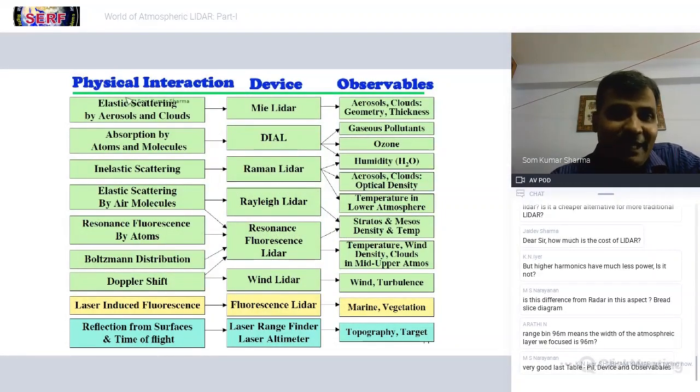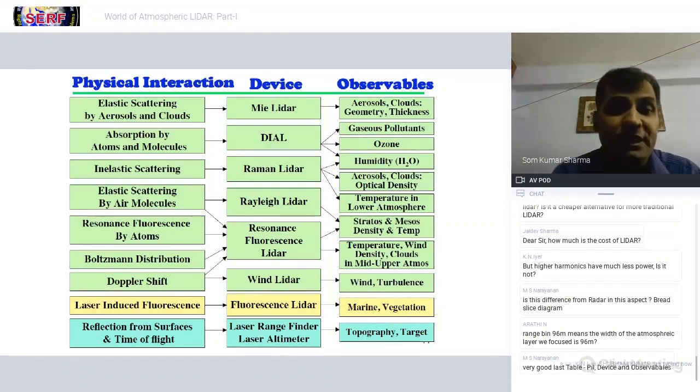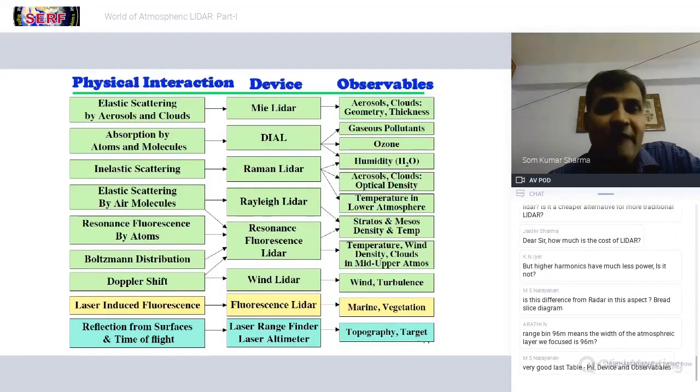You can see that the physical principle is used for naming the LIDAR. Mie LIDAR, differential absorption LIDAR, Raman LIDAR, Rayleigh LIDAR, resonance and fluorescence LIDAR. By this you can study the stratospheric, mesospheric density and temperature, wind, density, cloud, up to 110 or 120 kilometer. That is the beauty of fluorescence. Or sometimes this type of LIDAR is also known as a metal LIDAR. I will come to that.